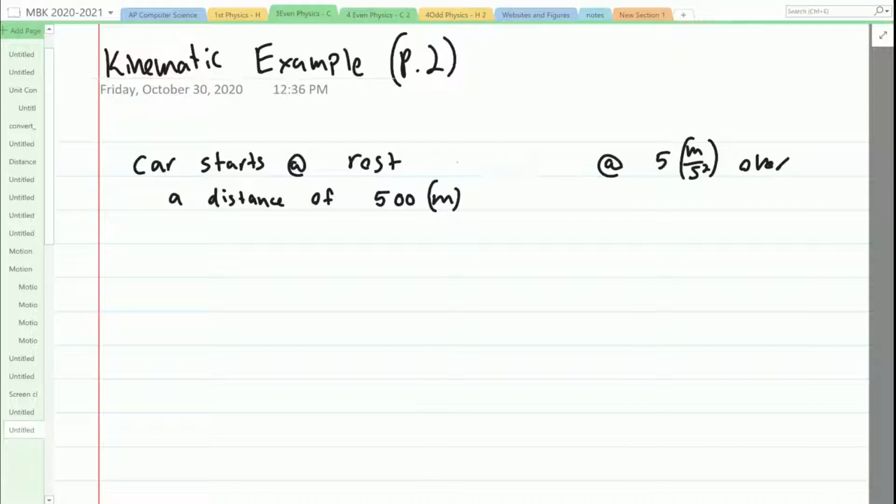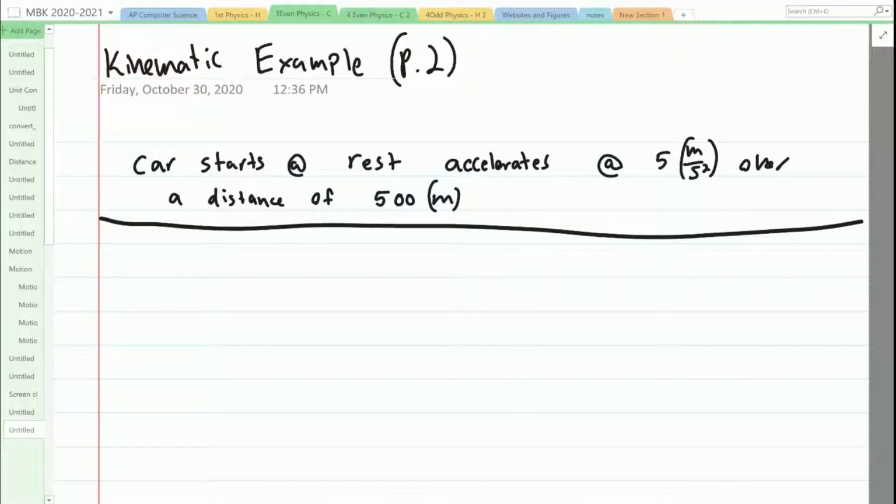Let me clean that up a little bit. Okay. So I have a car that starts at rest, and then it accelerates with a value of 5 meters per second squared over a distance of 500 meters. So I've got my knowns, my find. I apologize about the trash truck outside. And then my equation.